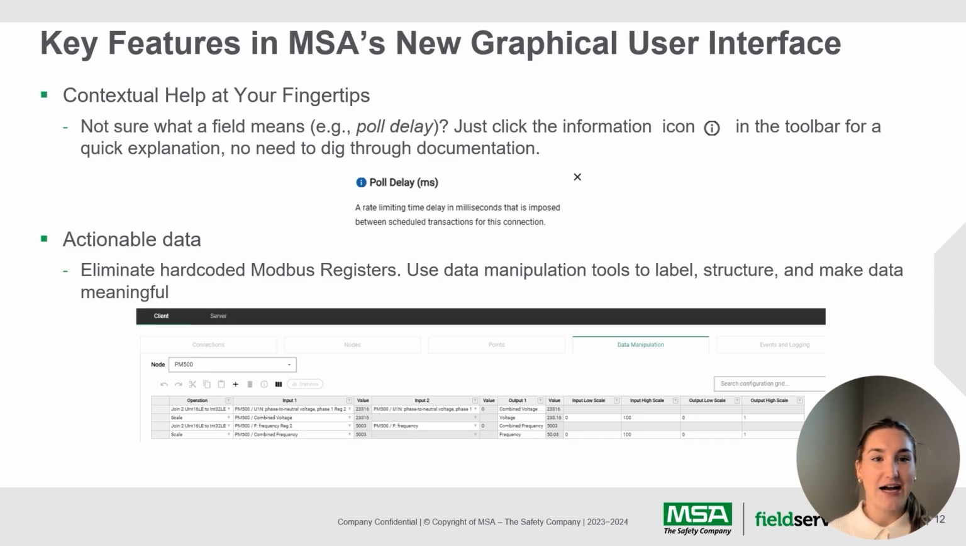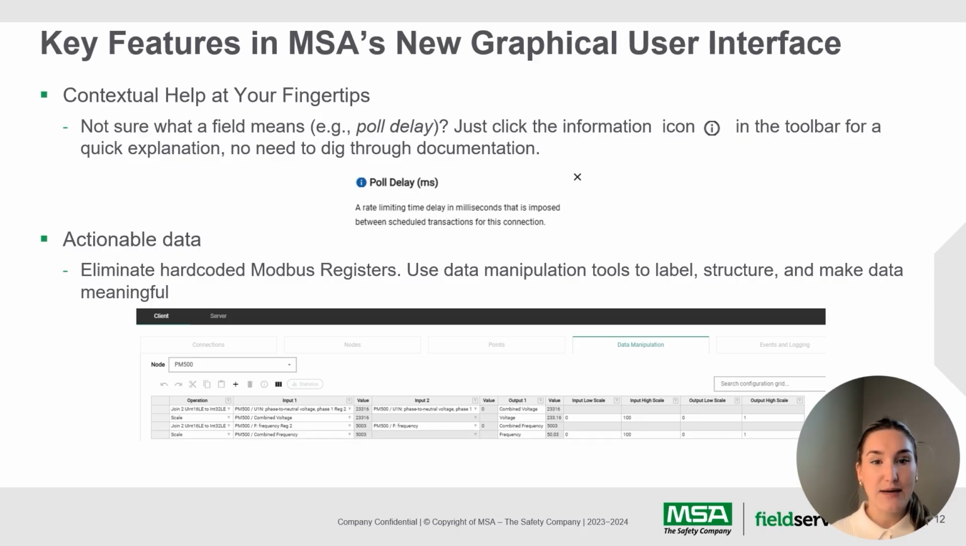Next is the actionable data. We know how painful it can be working with hard-coded Modbus registers. That is why this platform includes tools that let you label, organize, and manipulate your data, turning raw register maps into actionable, meaningful information. This is especially important when you're scaling or maintaining multiple systems.